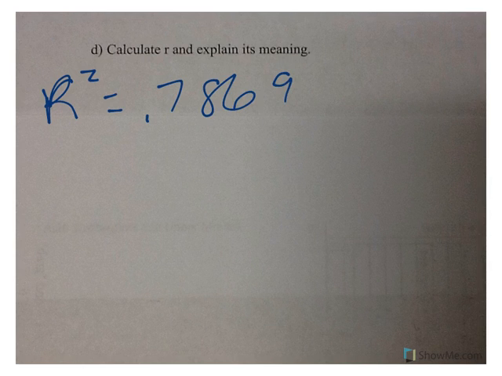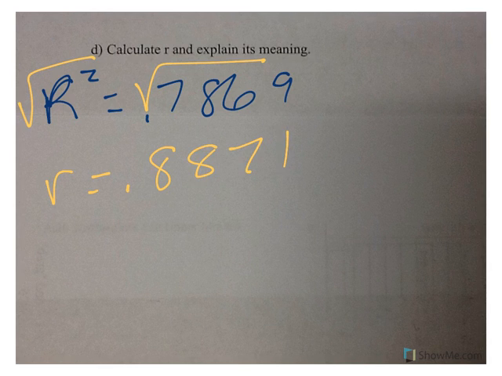Calculate R and explain its meaning. Now, you'll see on the graphic that you have R squared equals 0.7869. Well, to find R, we square root both sides. So R gives me 0.8871. Well, what does this mean? Well, it's not super close to 1, but it's pretty close to 1.